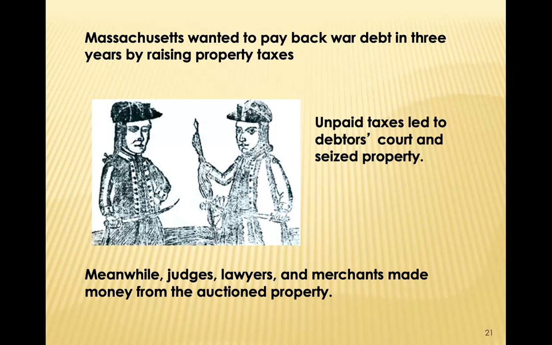Back in the day, if you couldn't pay your taxes, you went to what was called debtor's prison, or debtor's court, and you could be thrown in debtor's prison, and your property could be seized by the court. Well, all of this is ripe for corruption. And so the judges, lawyers, and merchants all involved in this process, they were the only ones making money from the property that was seized.